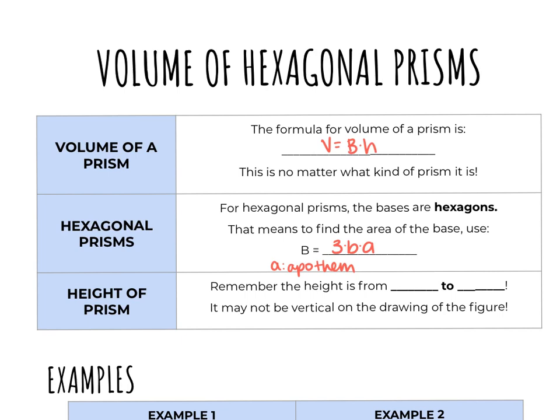Another quick reminder that the height of the prism is from base to base. So it may not necessarily be the vertical height on the drawing of the figure, but rather, in this particular case, the distance between each hexagon.